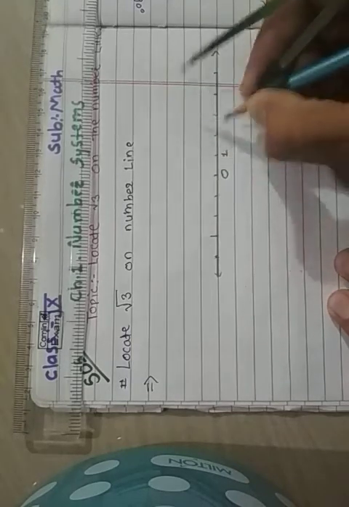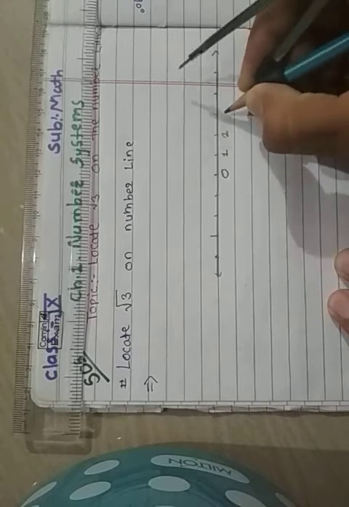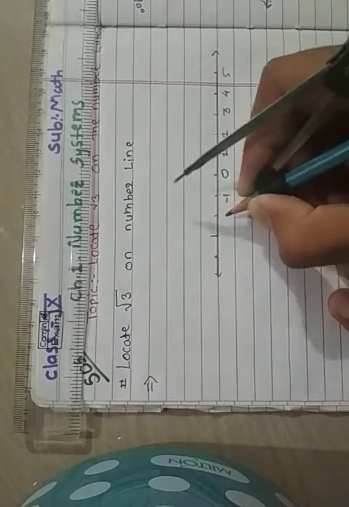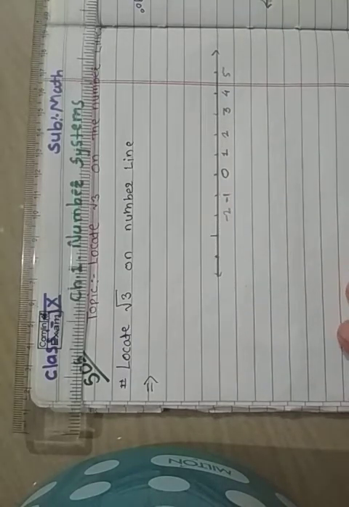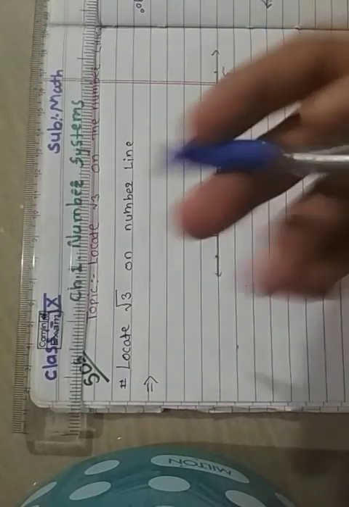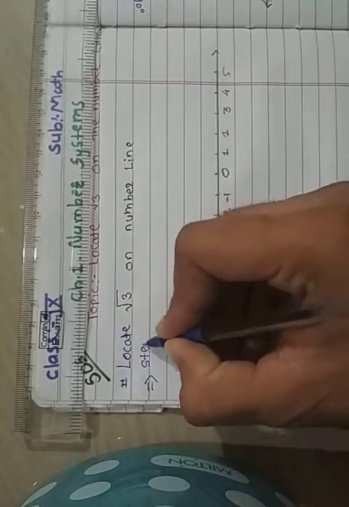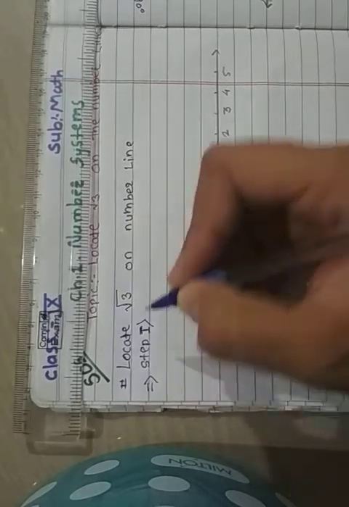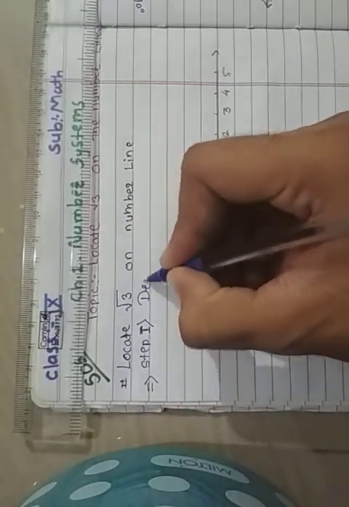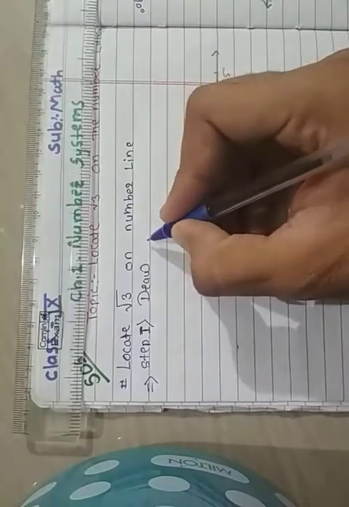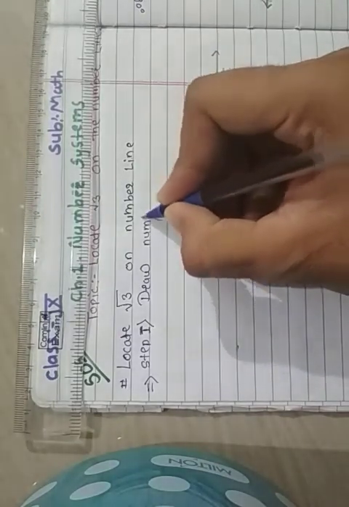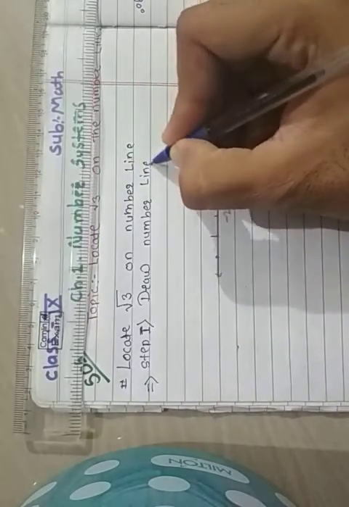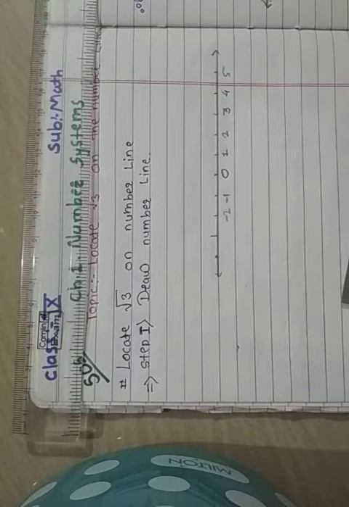1 2, 1 2 3 4 5. This side -1, -2. Now step first: draw a number line. Draw a number line. Now step 2.